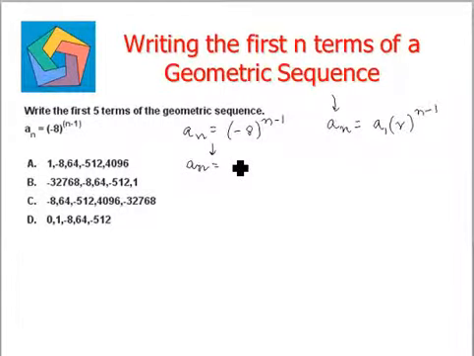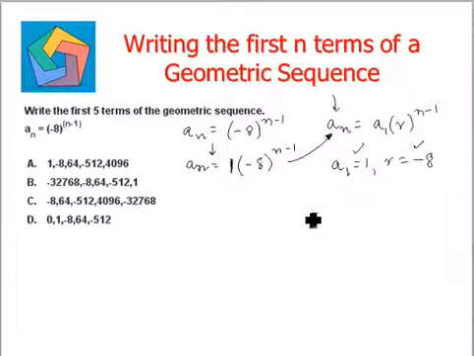Let's write this as 1 times negative 8 to the power of n minus 1. If we compare this to the formula over here, we find out that a1 equals 1 and r equals negative 8. So a1 is 1 while r is negative 8. As we learned, each term is obtained by multiplying the previous term with r.